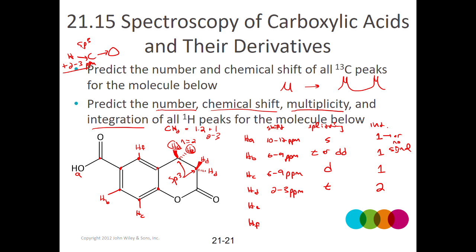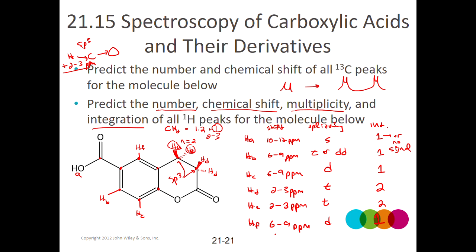And then for HE, similar situation. It's not really close enough to these oxygens to be affected by them, but it is benzylic. Being 1 carbon away from an sp2 hybridized carbon usually also adds about 1 to the shift. So that one's also probably going to be between 2 and 3. And it will also be a triplet because it's split by the 2 hydrogens of type D. And then F would probably be split by B into a doublet, integrating to 1. And that one again is also on the aromatic ring, so 6 to 9.